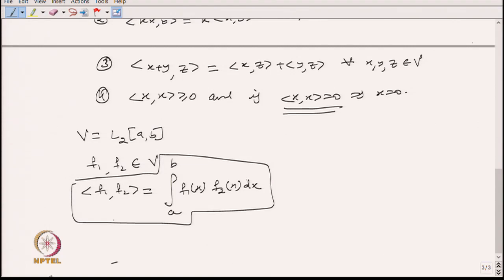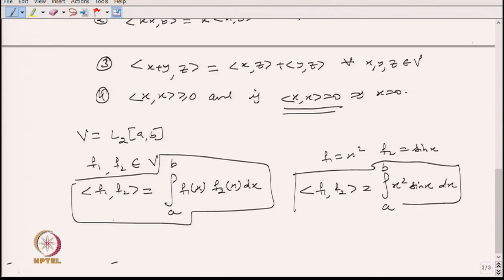Like suppose I have two functions, as we have taken, f1 is x square and f2 is sin x, and these two belong to my L2[a, b]. If I want to define the inner product of f1 and f2, then it will be the integral from a to b of x square into sin x dx. This will be the inner product of the two functions in L2 space.